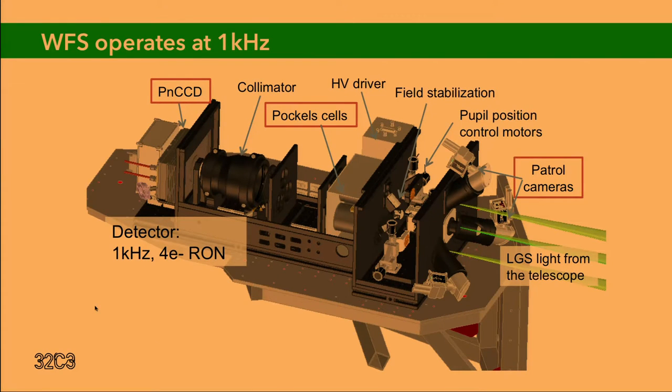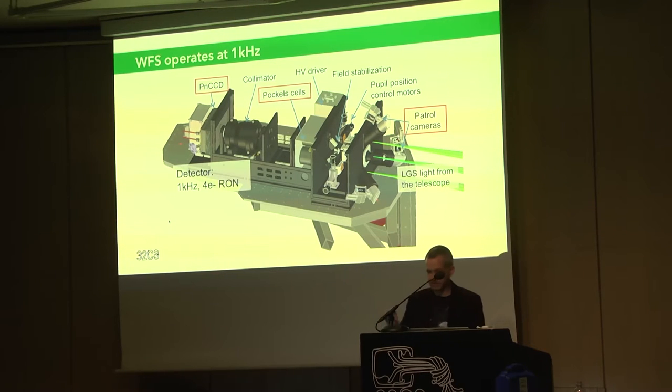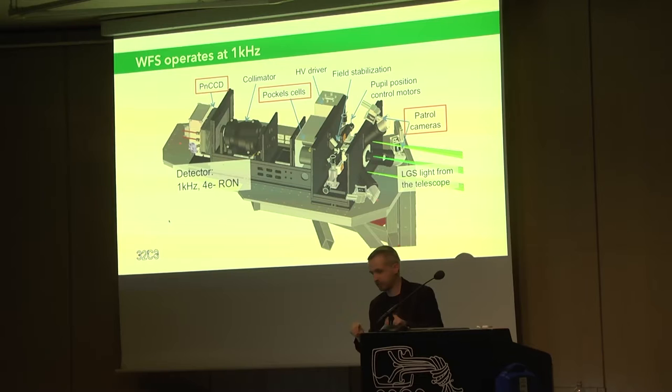So you have the three laser beams coming from the side, from the sky, of course. You have patrol cameras which monitor where these are. Are they at the right spot? Do we have to steer the lasers a bit? We have some control for the position of the laser spots in the field. The Pockels cells are the ones that do this opening and closing in front of the shutter. You can't use a mechanical shutter in front of the CCD. You have to do this electro-optically.